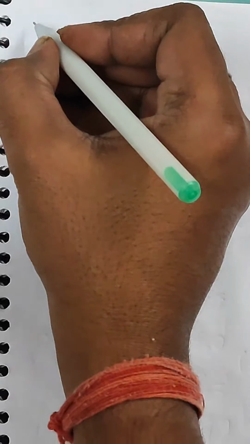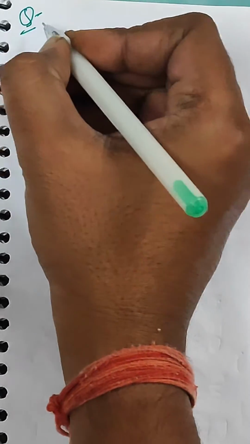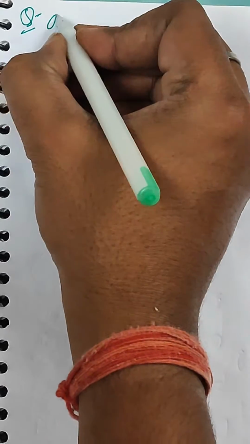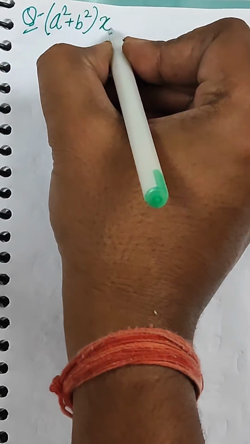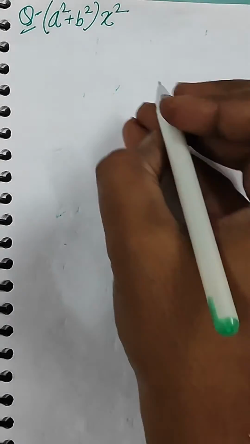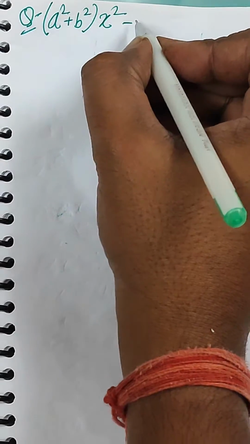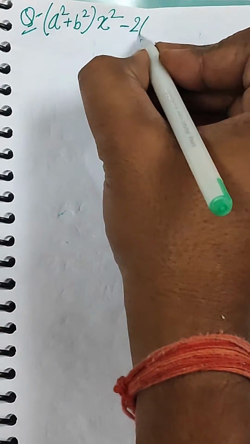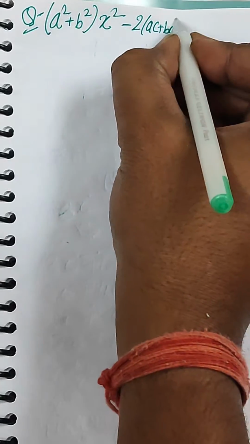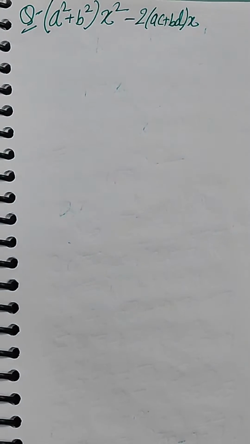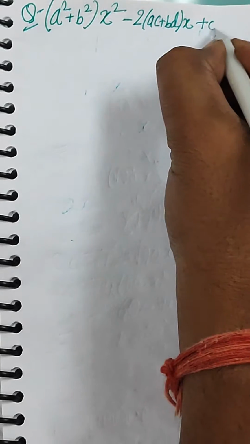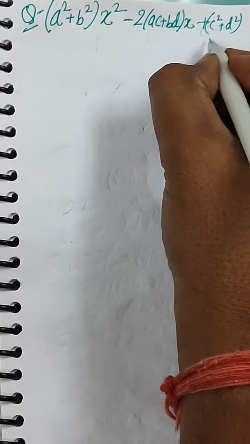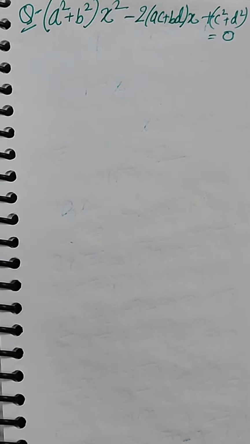The question which we have taken today is: if the roots of the equation (a square plus b square) times x square minus 2 times (ac plus bd) into x, plus (c square plus d square) is equal to 0. This is the equation given to you.